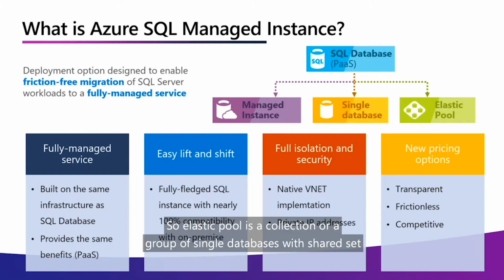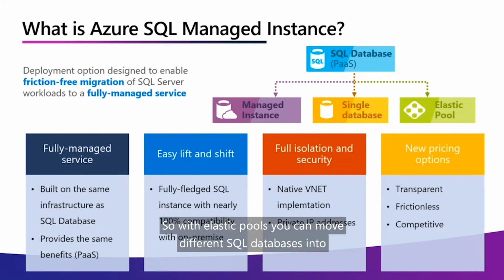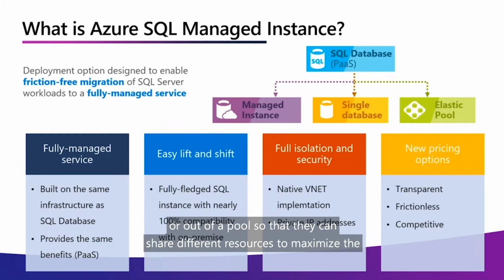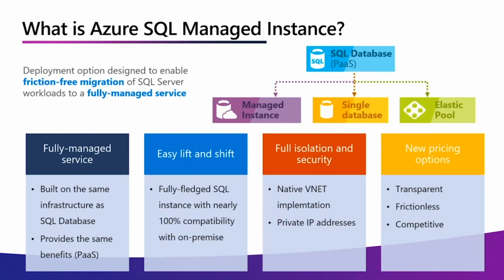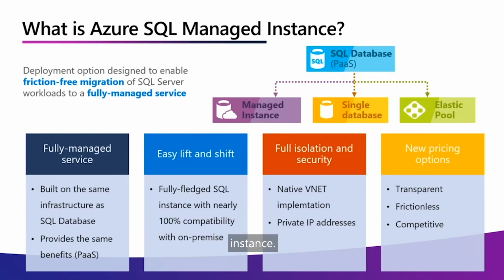Elastic pool is a collection or a group of single databases with a shared set of resources such as CPU and memory. With elastic pools, you can move different single databases into or out of a pool so that they can share resources to maximize resource use and save costs. Finally, managed instance is a fully managed instance of SQL Server, which is similar to what you have on premise, where you can create multiple different databases within the same SQL instance.